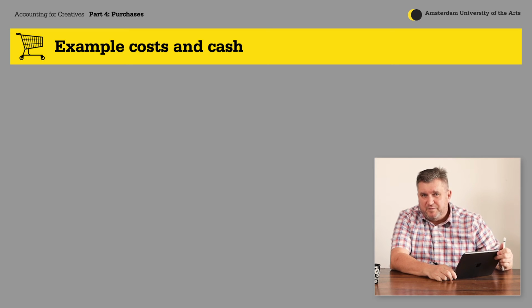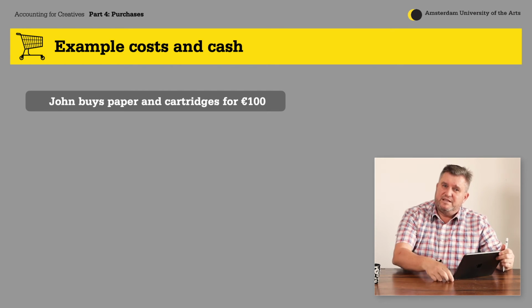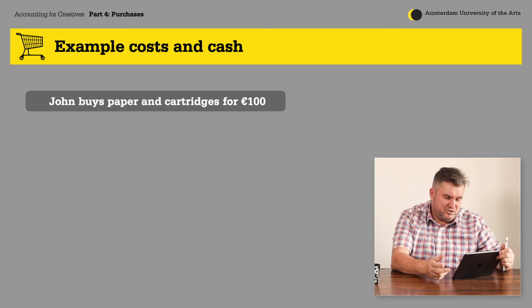Then let's have another example. This time we're going to take the type of purchase that is not an investment, so it's just costs, and we're going to use the payment of cash. Multiple combinations are possible. To use this printer we also need paper and ink, and we buy these cartridges for like 100 euros. He pays in the shop with his debit card or with cash money. Let's assume he pays with cash money.